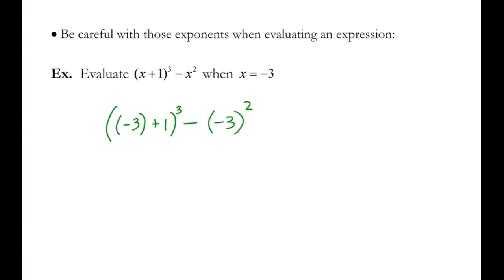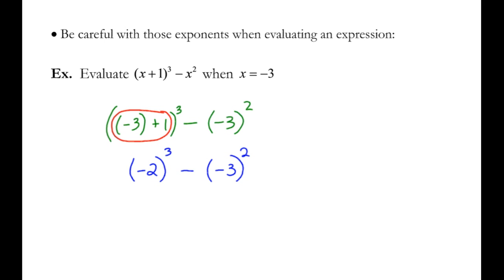And now first I'm going to simplify what's inside of the parentheses, just like the order of operations tells us to do. So negative 3 plus 1 is negative 2. So I have negative 2 in parentheses to the third power. And then I have minus negative 3 in parentheses to the second power. So this is when it becomes extremely important to use parentheses when you substitute, because that placement of that negative really changes the answer like we just demonstrated.